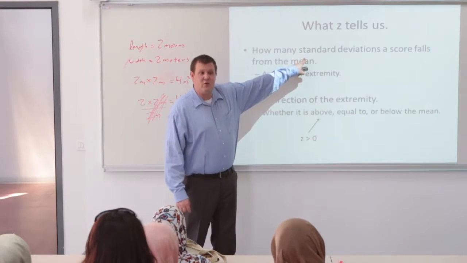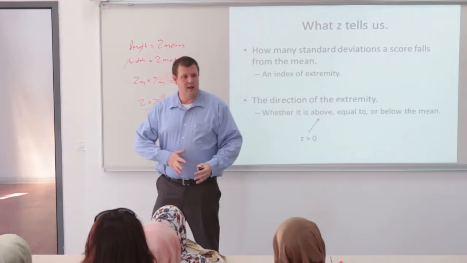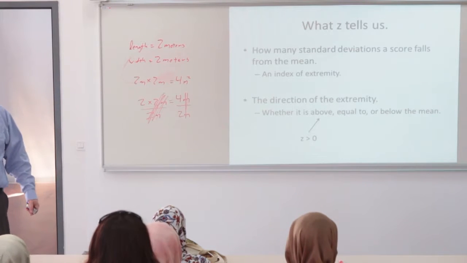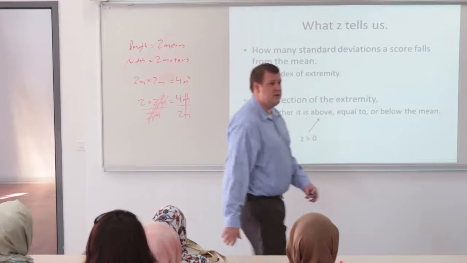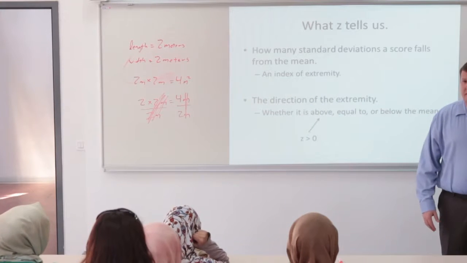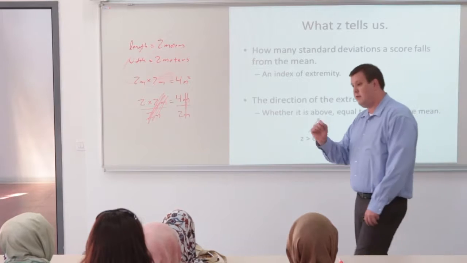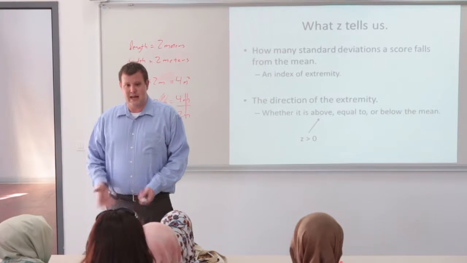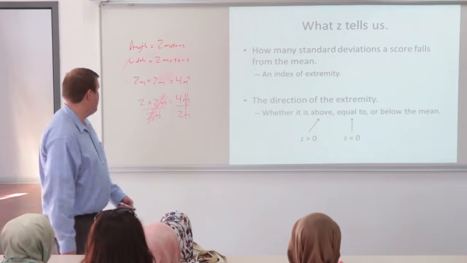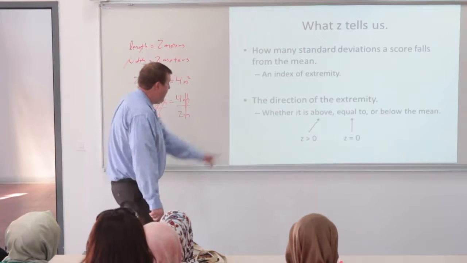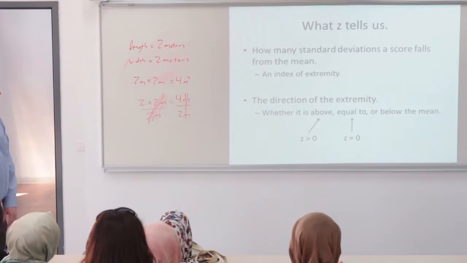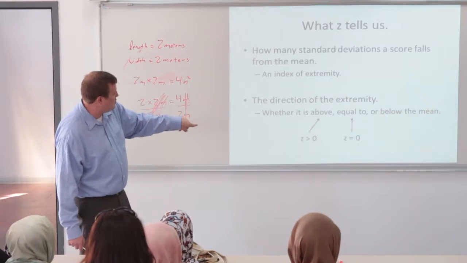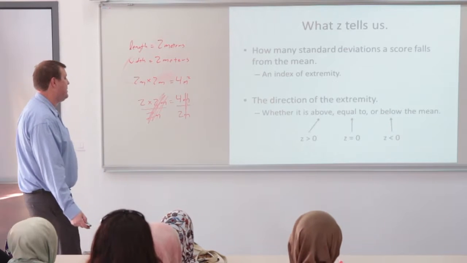A score of -2 would tell you that that score fell 2 standard deviations below the mean. A score of 1.5 tells you that it was 1.5 standard deviations above the mean. A score of -0.333 repeating tells you that it's 1/3 of a standard deviation beneath the mean. If it's above the mean, z will be greater than 0. If it's equal to the mean, z will equal 0. And if it's below the mean, z will be less than 0.